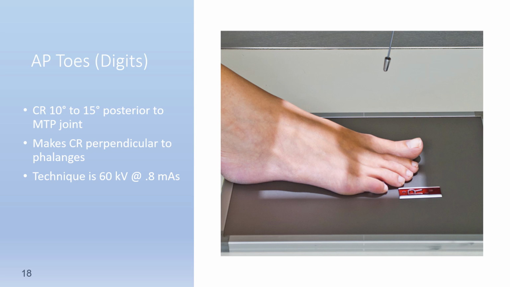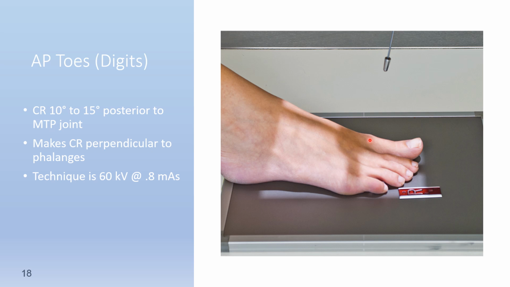60 at 0.8, and as far as the part, you're going to do one of either two things. You are either going to angle the central ray 10 to 15 degrees towards the calcaneus. So this is an angulation of probably between 10 and 15 degrees towards the calcaneus, because you want to be perpendicular to the phalanges. Okay.